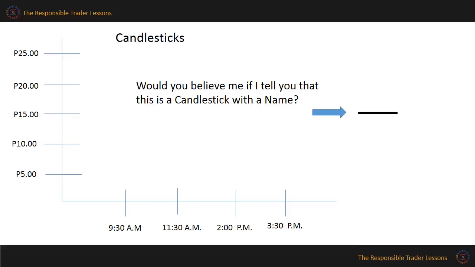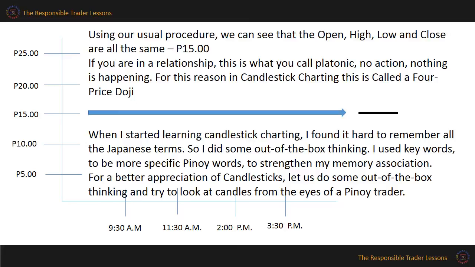Believe it or not, this is a candlestick with a name. Using our usual procedure, we can see that the open, the high, the low and close are all the same, 15 pesos. If you are in a relationship, this is what you call platonic. No action, nothing is happening. For this reason, in candlestick charting, this is called a four-price doji.